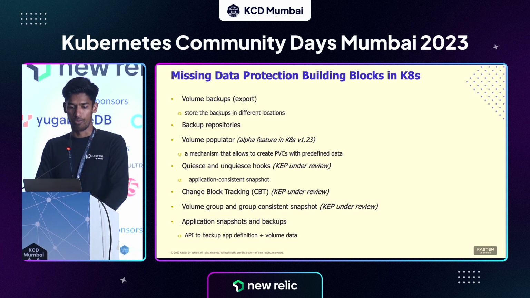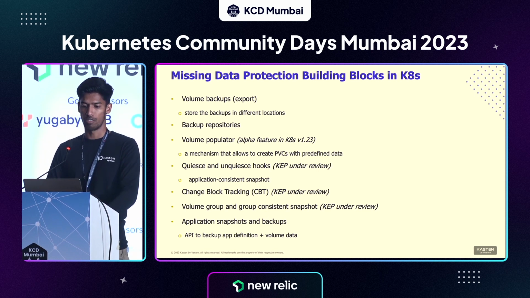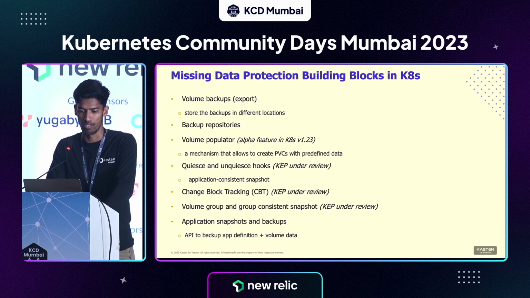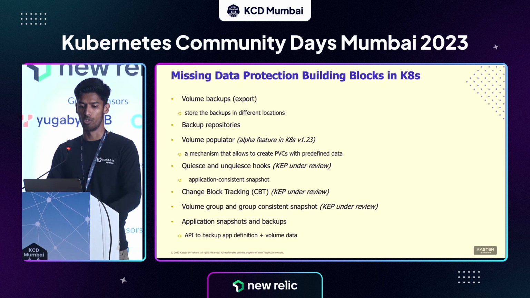So right now, there is no way in Kubernetes to achieve the same change block tracking, to get the information about what has changed between two snapshots, which I'll be talking about in detail in the next few slides. There should be a way in Kubernetes to achieve the same. Grouping volumes and taking a snapshot of the group. Again, application backup, application snapshots and backups, an API to do that.